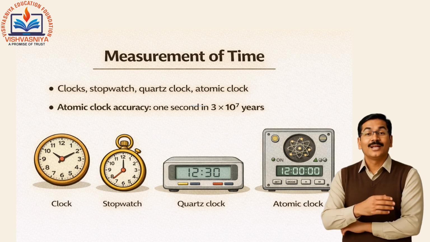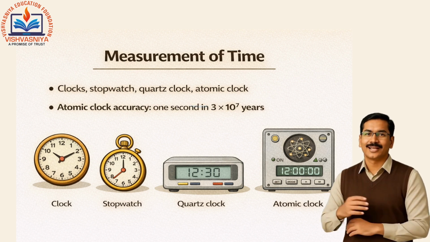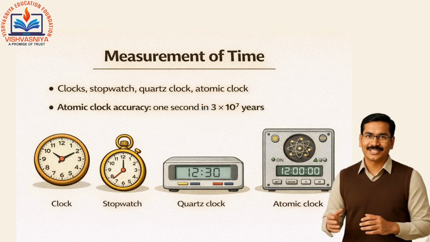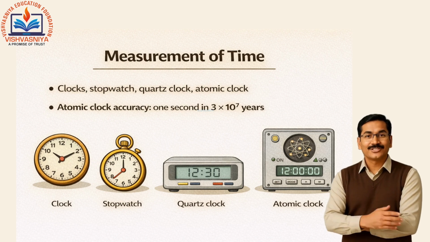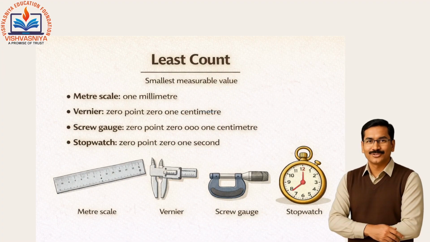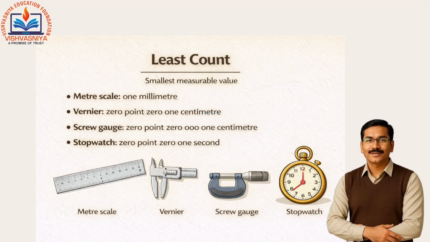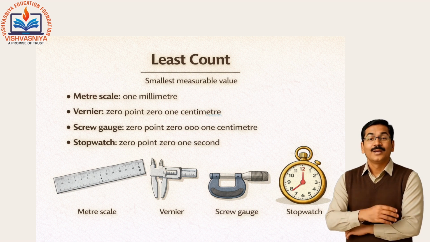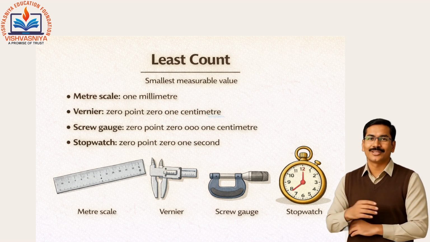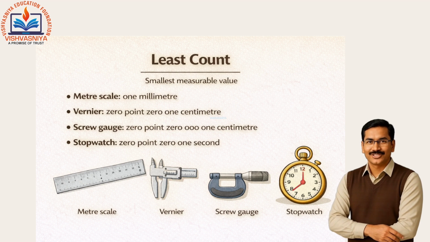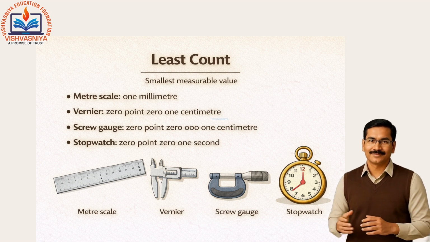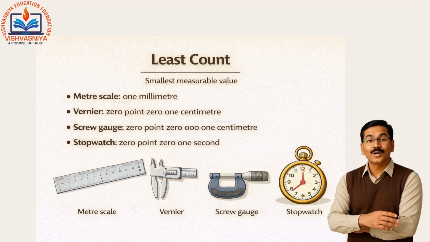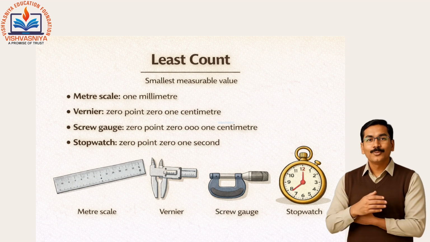Atomic clocks are the most accurate, with an error of only 1 second in 3 multiplied by 10 raised to the power 7 years. This extreme accuracy is used in satellites and navigation systems. Least count is the smallest measurable value an instrument can measure. Common least counts: meter scale equals 1 millimeter. Vernier caliper equals 0.01 centimeter. Screw gauge equals 0.001 centimeter. Stopwatch equals 0.01 second. Understanding least count helps us estimate accuracy and possible errors.